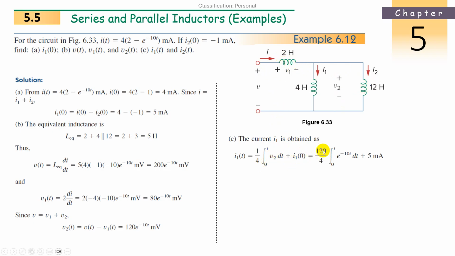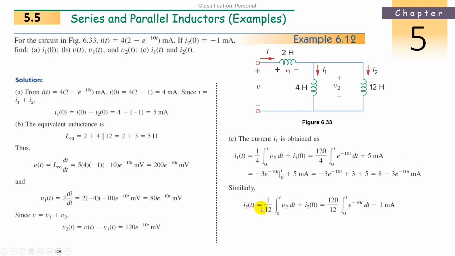Now substitute 120, because V2 we got it already. What is V2? 120. So 120 by 4 e power of minus 20, we have to integrate. So then what will we get? The initial condition we know is 5 milliamperes. So substitute this, then you will get 8 minus 3 e power of minus 20.